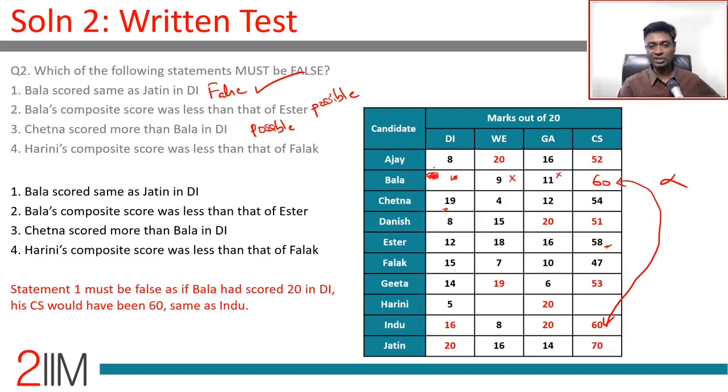Harini's composite score was less than that of Falak. Falak's is 47. Harini's less than Falak. 5 into 2, 10. 10 plus 20, 30. Between 13 or 14, yeah, possible. The only thing that must have been false is the first one.